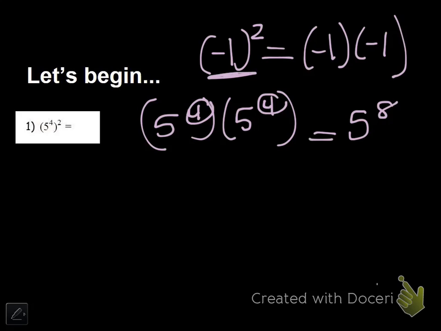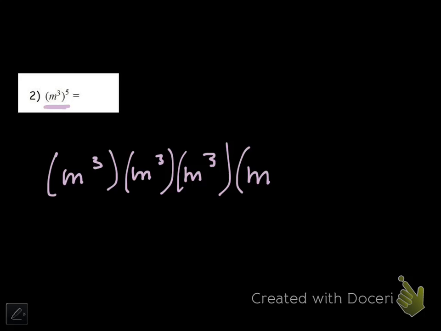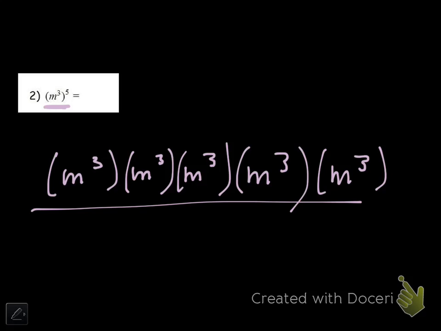So you'll start to notice a pattern. Okay, so this one means there are 5 sets of these, so I've got to write 5 sets of them. Now we're multiplying all of them, so we can just add, because they're all of the same base, so 3, 6, 9, 12, 15. So I should get m to the 15 as my answer.